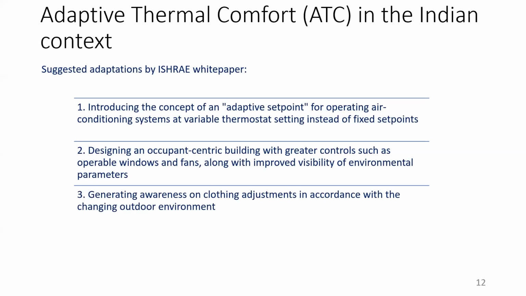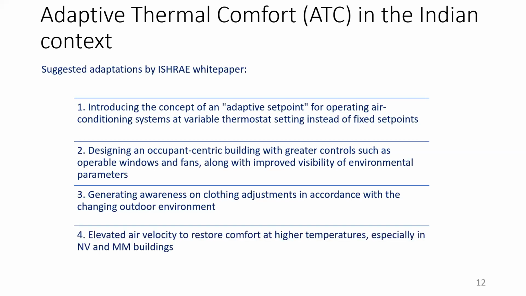Third, changing the clothing is the most obvious and commonsensical behavioral adaptation in accordance with the changing outdoor temperatures. And this is already practiced in many naturally ventilated buildings. But why can't this be the norm for all types of buildings? So generating awareness on clothing adjustments is extremely important. And just as an example, in Japan, there's a program called Cool Biz. It is about liberal summer code for clothing, along with changing the air conditioner temperature set point to 24 degrees C in office buildings. And it has achieved substantial energy savings. So there are learnings for us as well from that experience.